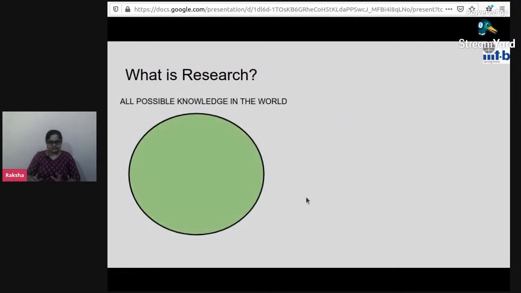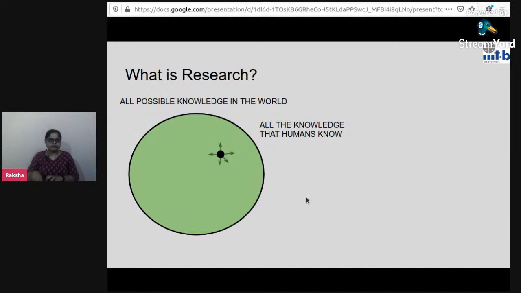So consider this as all possible knowledge in the world, everything that human beings know, no, not know, everything that is there in the universe, all possible knowledge in the world. If the circle contains all possible knowledge in the world, how much do you think human beings know? Right? Not much. Human beings are still exploring the world. And probably I would say the small pie which you see here represents all knowledge that human beings know till now, right?